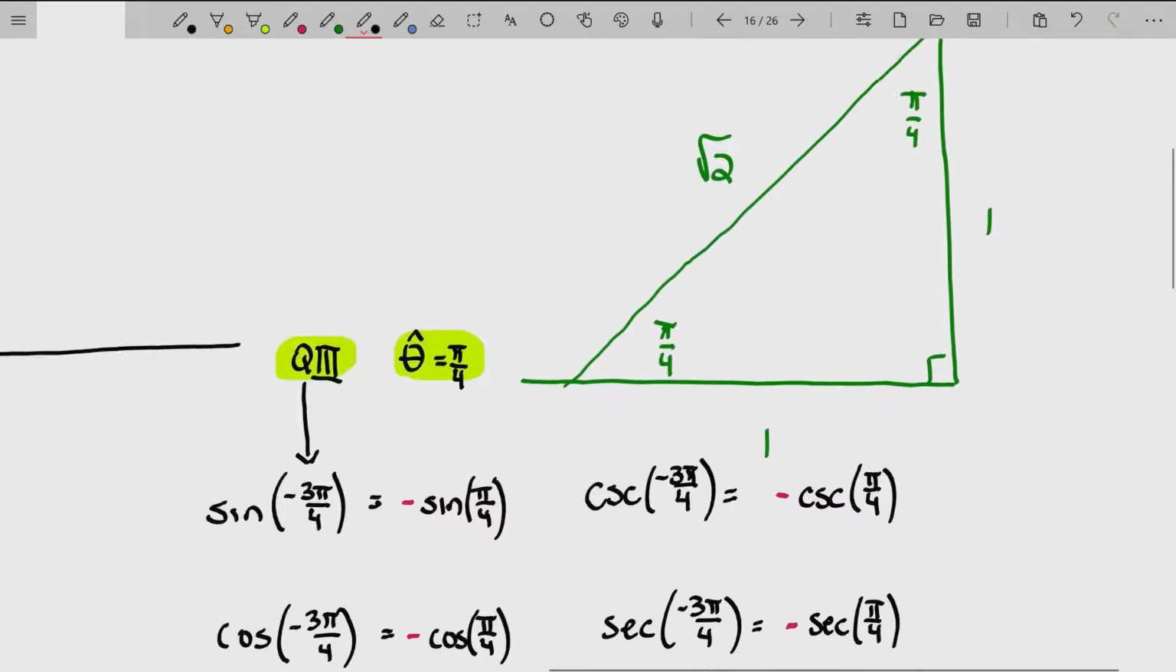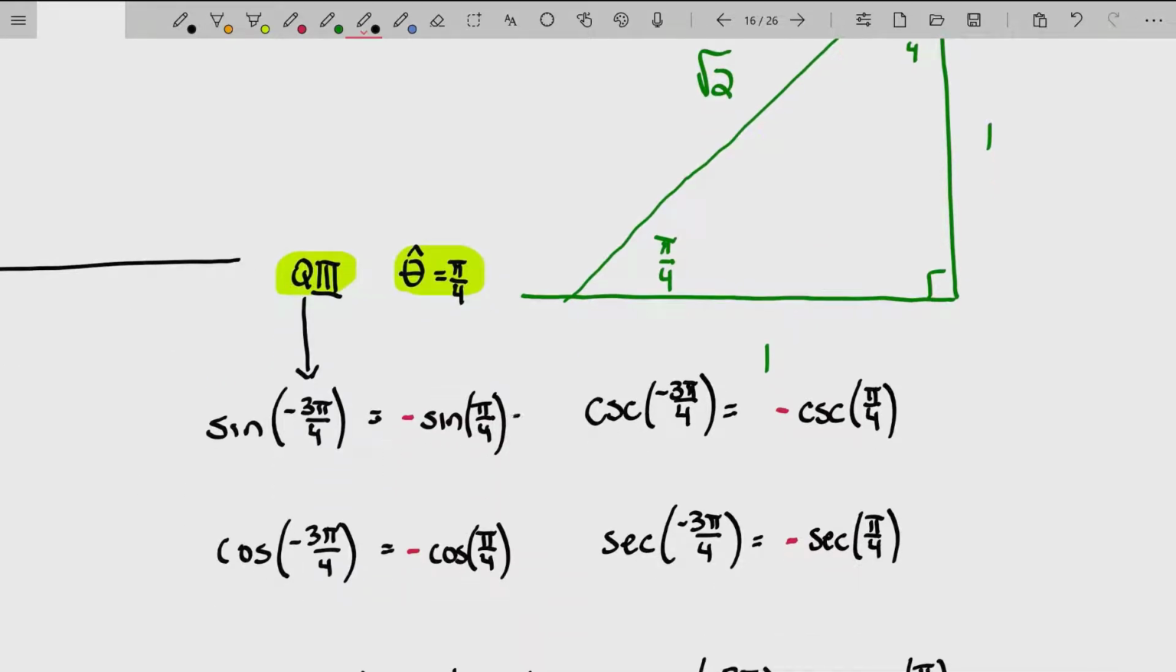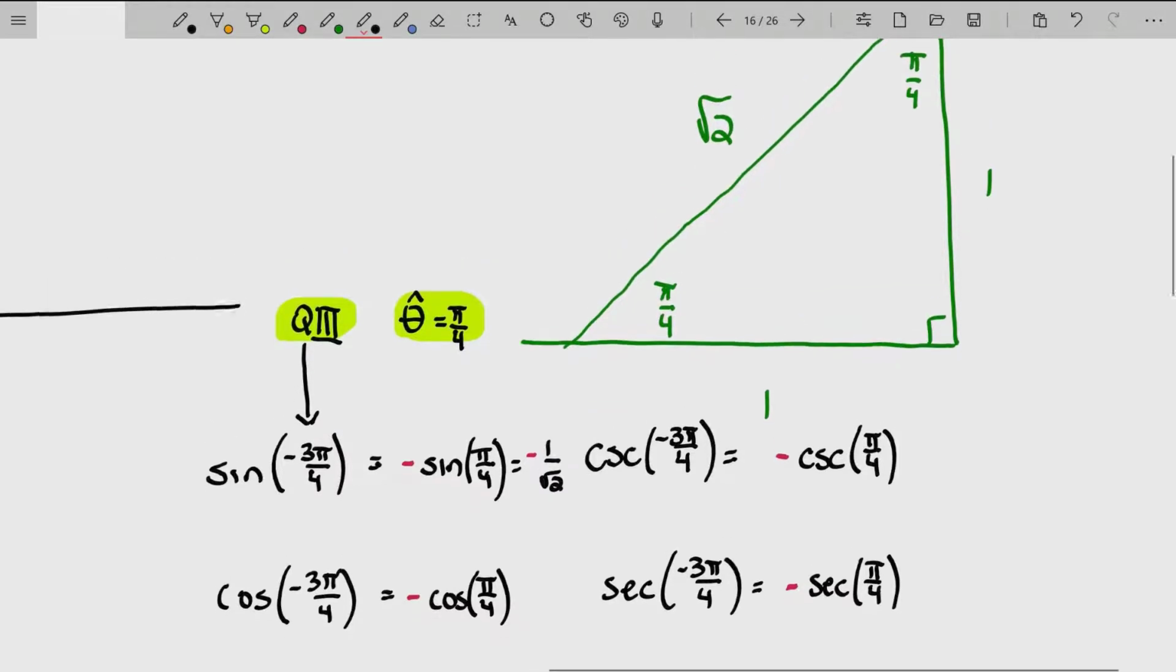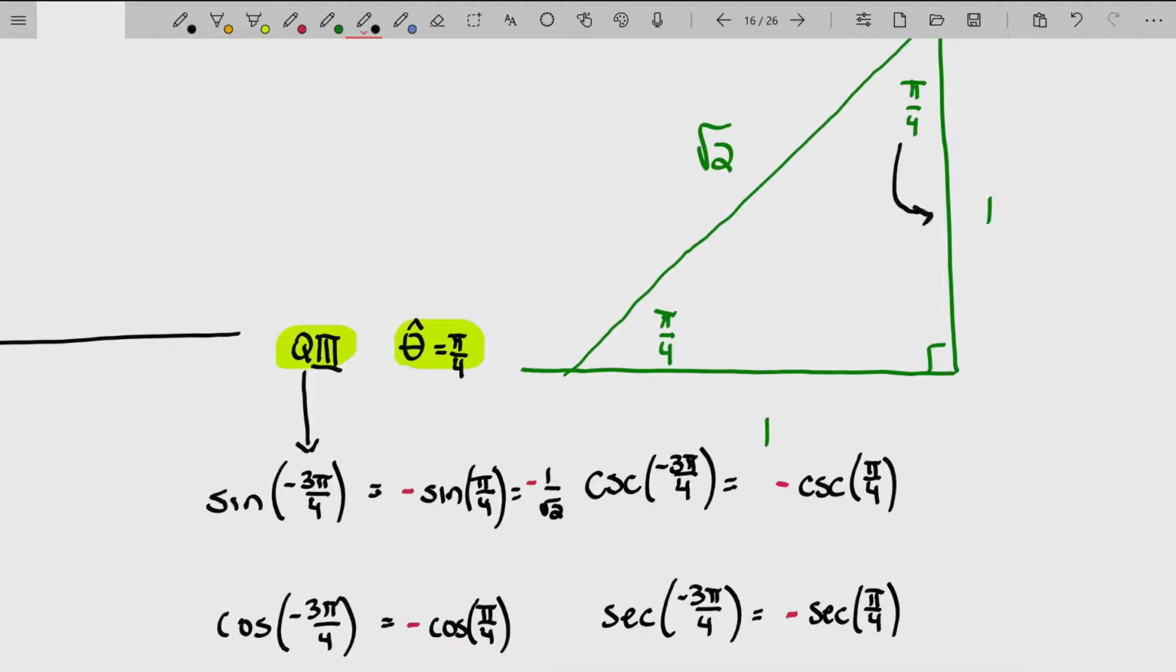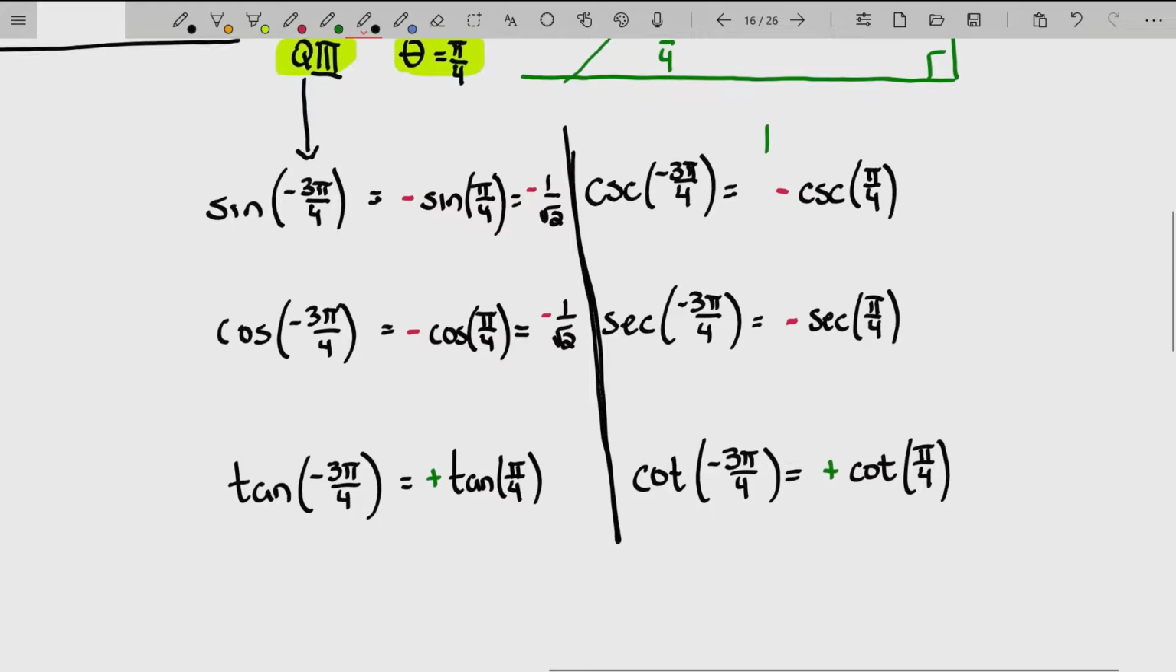So if I go up to our right triangle here, the sine is just opposite over hypotenuse, 1 over root 2. So it's going to be, don't forget the negative sign, negative 1 over root 2. The cosine is going to be adjacent over hypotenuse. Again, 1 over root 2, but again, don't forget the negative sign. It's negative because we're in quadrant 3, 1 over root 2. Should probably make a little break here so we can see they're different.